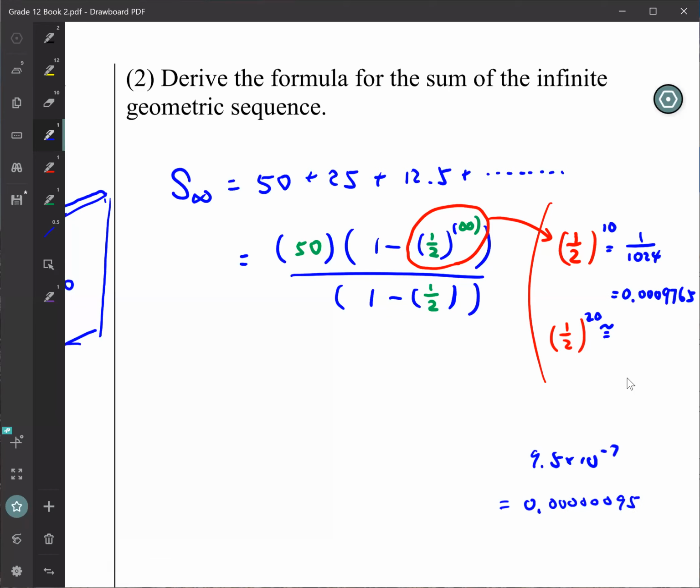So what do you think? This number is close to what value? Almost what?